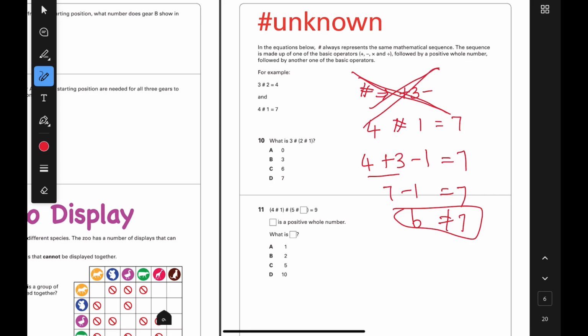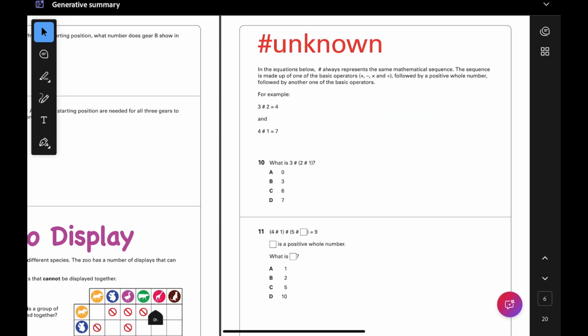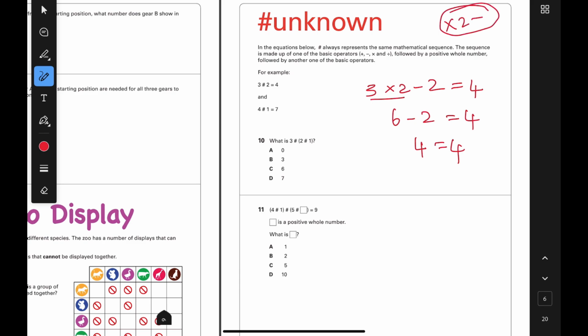Now we have to find what sequence it is. Let's try another one. 3 times 2 minus 2 equal to 4. So here our sequence is this. 3 times 2 is 6, minus 2 equal to 4. So we got 4 equal to 4. So this might be our sequence, which is times 2 minus. Let's try. So 4 times 2 minus 1 equal to 7. 4 times 2 is 8. 8 minus 1 is 7. Yes, this is our sequence.